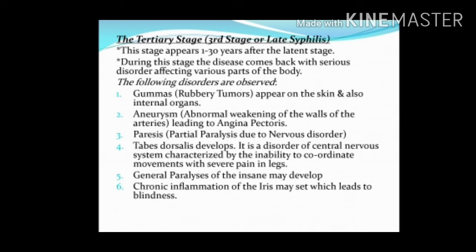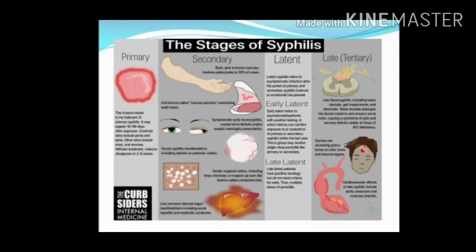The fourth symptom is tabes dorsalis. It is a disorder of the central nervous system characterized by the inability to coordinate movements with severe pains in legs. General paralysis of the insane may develop. Chronic inflammation of the iris may set in, which leads to blindness.